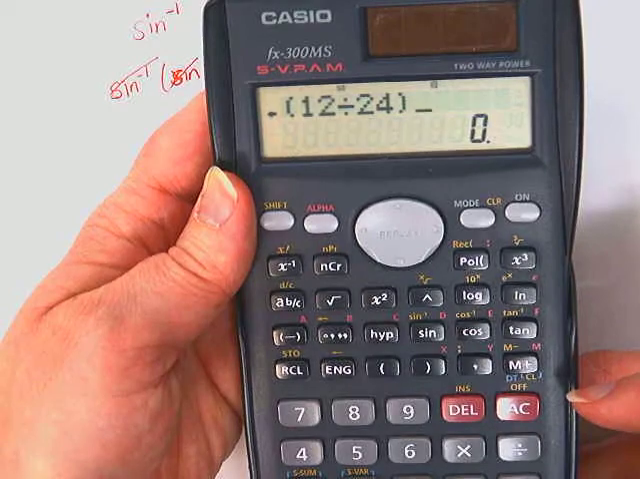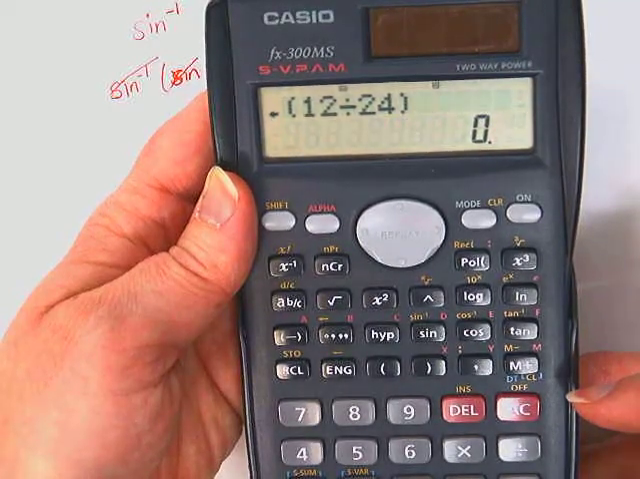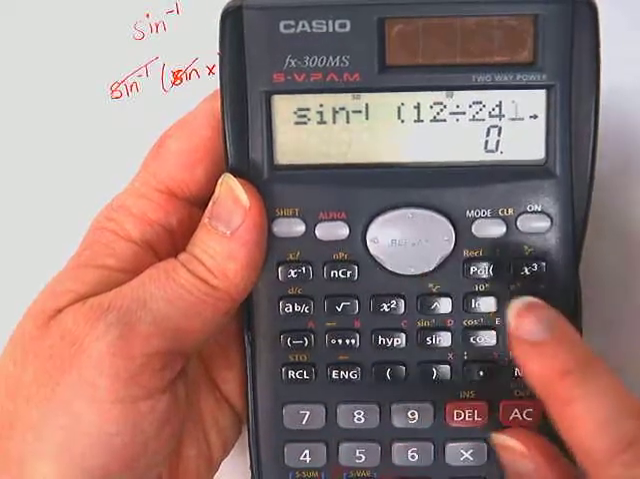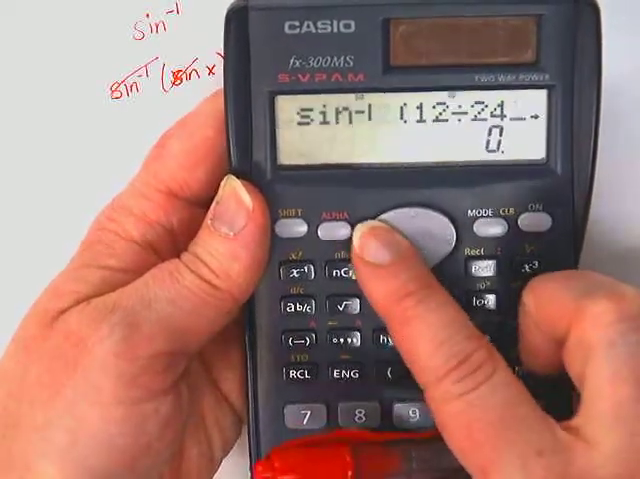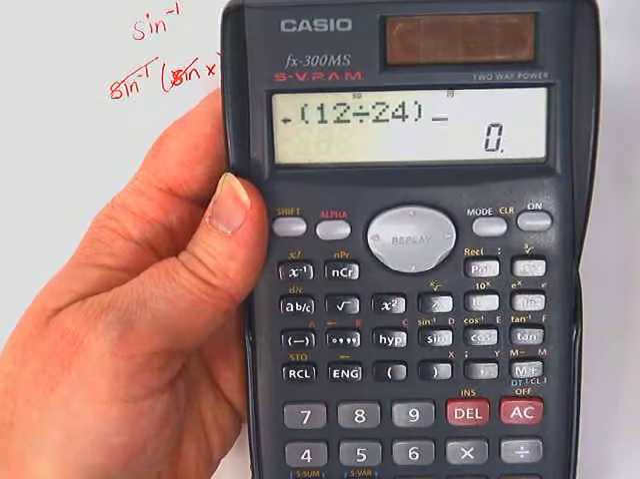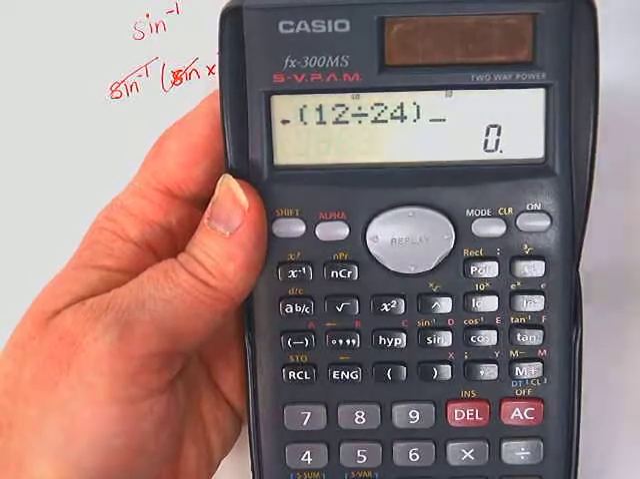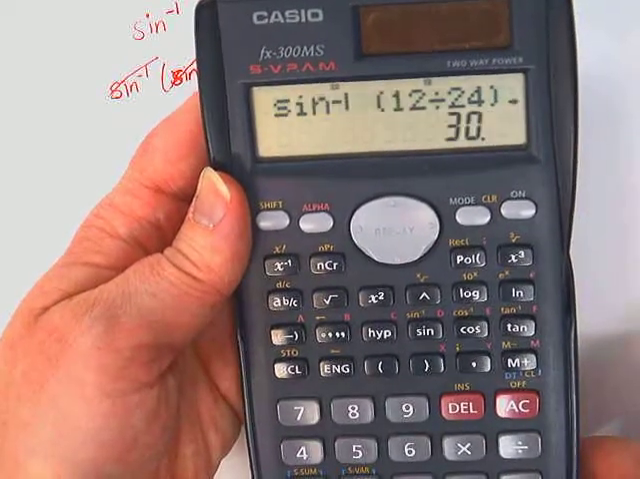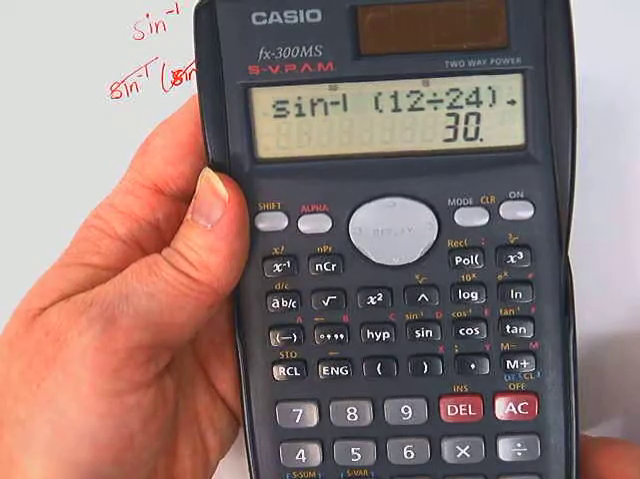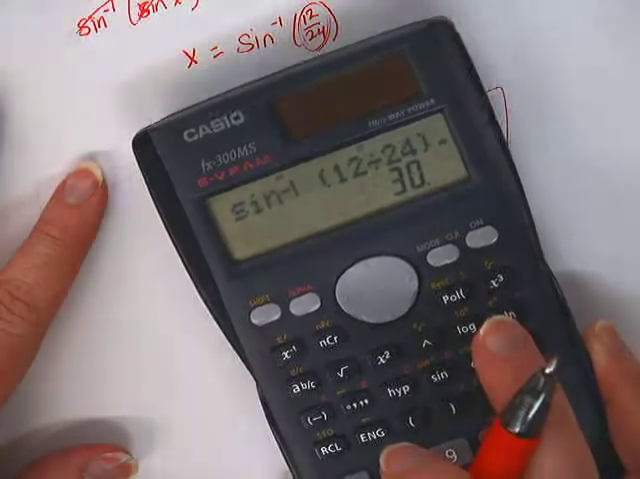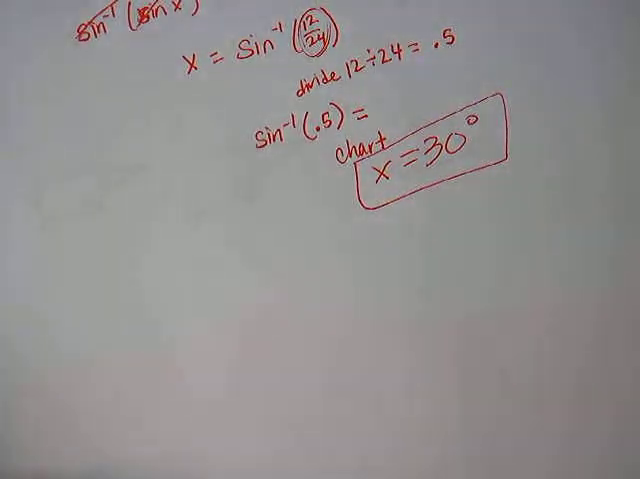Okay? So, if I hit enter, what answer do you think I'm going to get? Make a guess. What's going to happen when I hit enter? What answer am I going to get? 0.5. No, because I'm doing the inverse sine of 0.5. We just barely found the answer using the chart. We're going to get the same answer with the calculator. 30 degrees. Good. So we should get a 30. Did we? Yeah, buddy. Yes, we did. Okay. So we can do the same thing on the calculator.